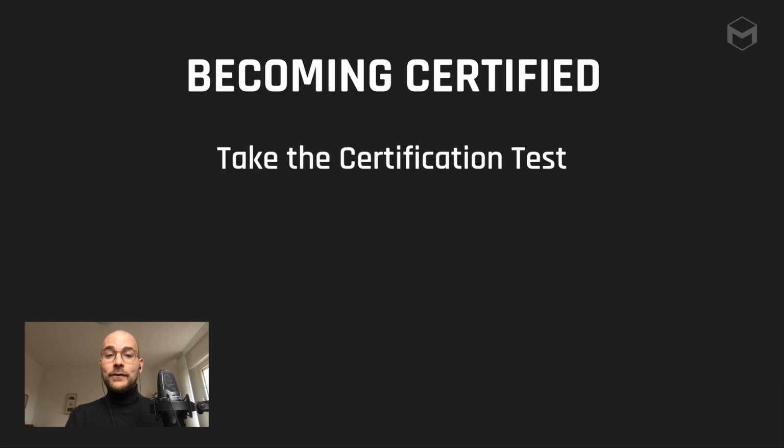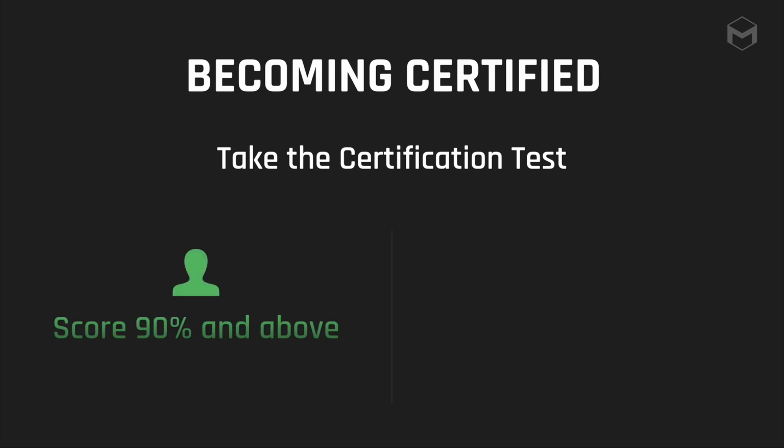So how can one become certified? First of all, you have to take the certification test. It's actually called the Cinema 4D Basics Comprehensive Certification Test. And if you go for the user certification, you have to achieve a score of 90% and above in order to pass. If you want to become a certified trainer, you have to score 100%.